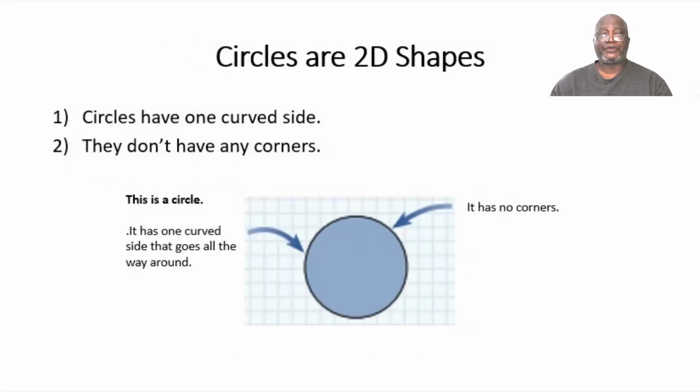Circles are very, very interesting indeed, and as you progress in your maths, when you begin to calculate areas, you'll see why. But for now let's just look at a circle and be able to describe it. Circles have one curved side. They don't have any corners. It has one curved side that goes all the way around. It's continuous and it has no corner. If you look at this image of the circle, can you tell where the line starts and where it ends? No. So it's a continuum.